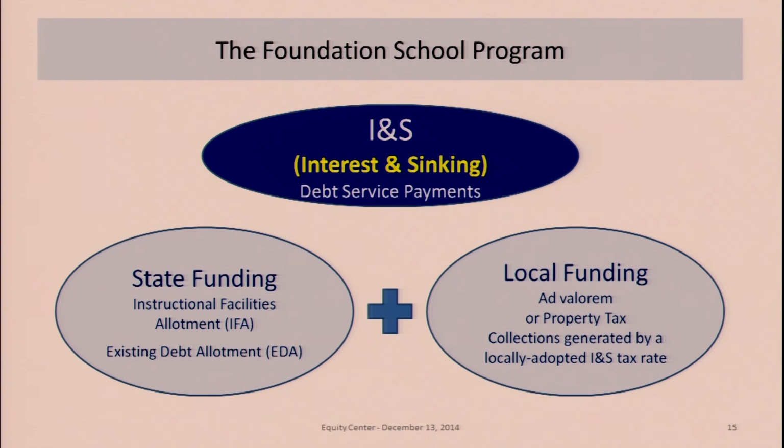Districts that are not low wealth and can bring in more money locally than what the state system and the local funding for poor districts brings in, well, they just would have a little lower tax rate. There's no recapture on the I&S part.